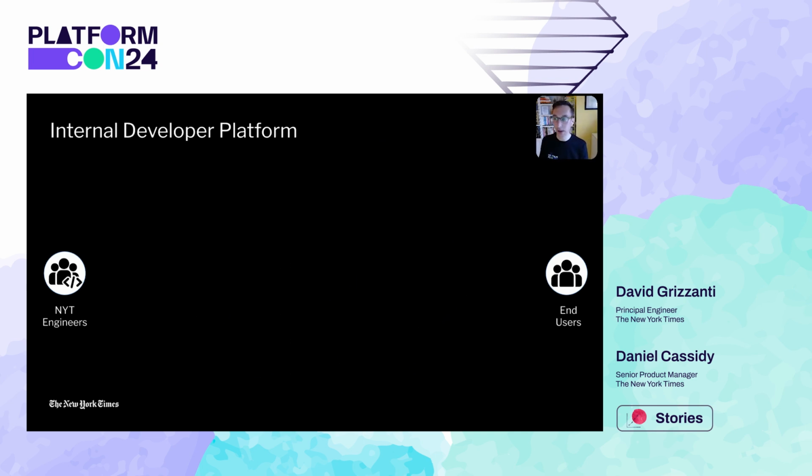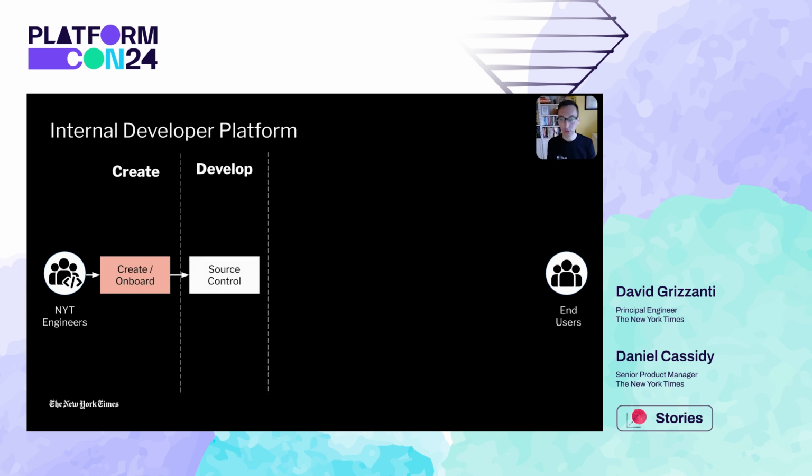And we designed the platform in a few verticals. From an engineer's perspective, first, they want to create or onboard an application. This helps them template all the resources needed to provide our engineers with a source code repository, CI/CD pipelines, and onboarding to the platform. And that starts with source control.